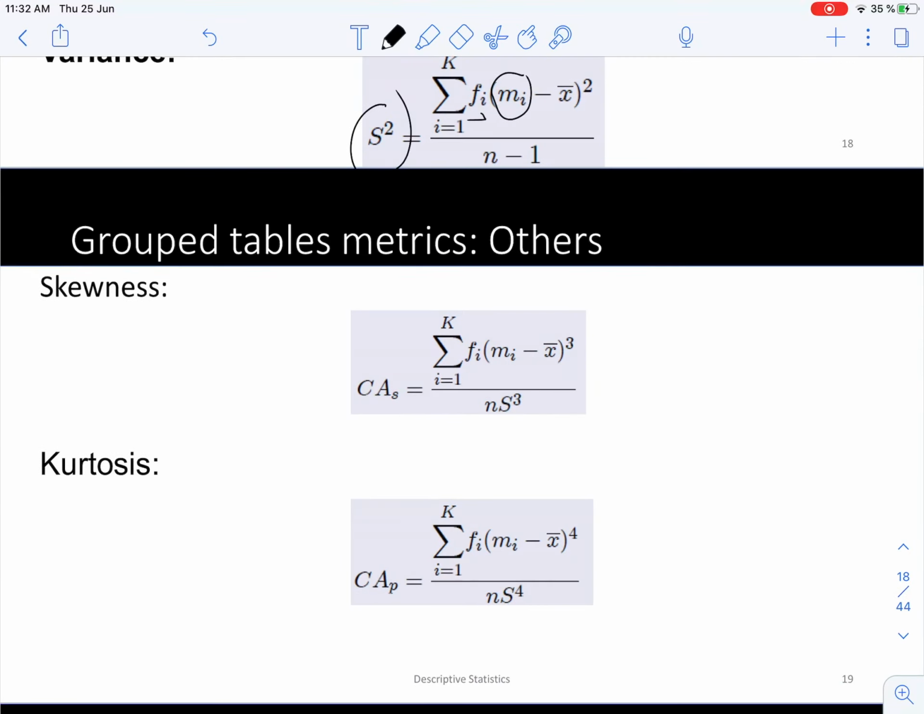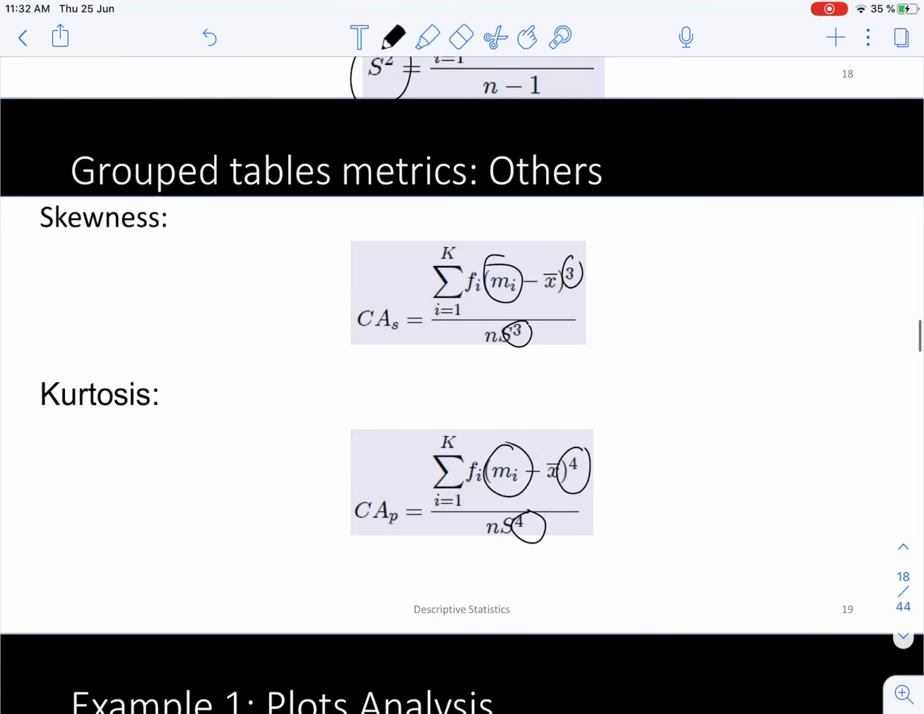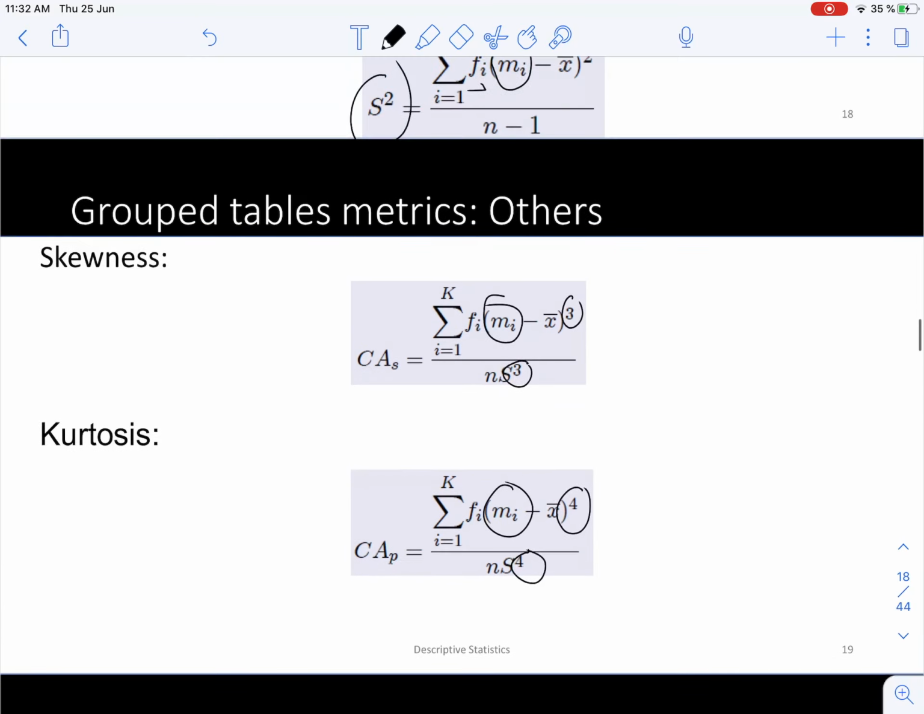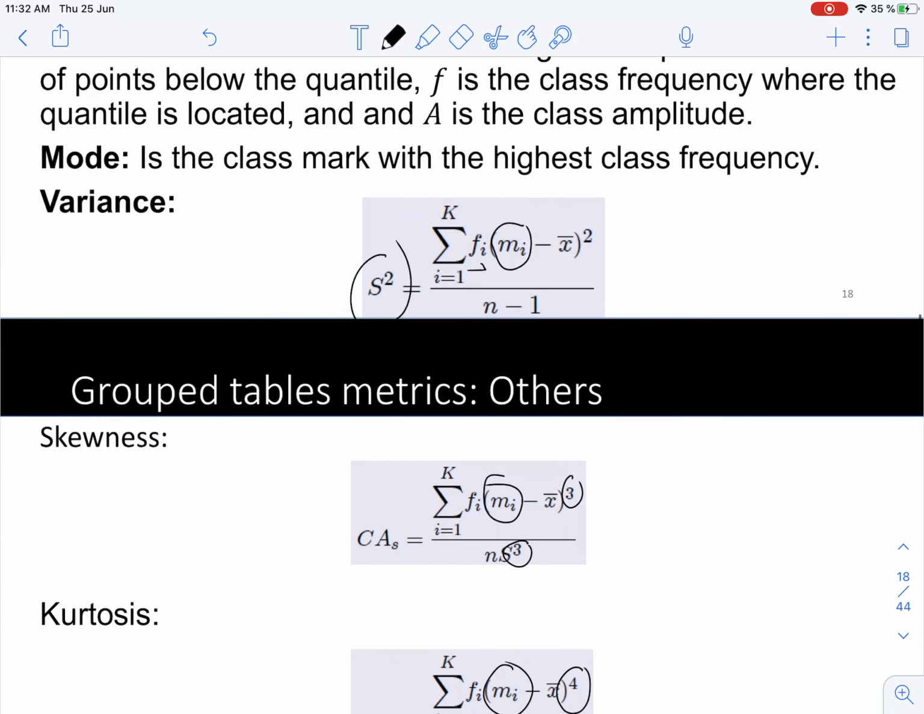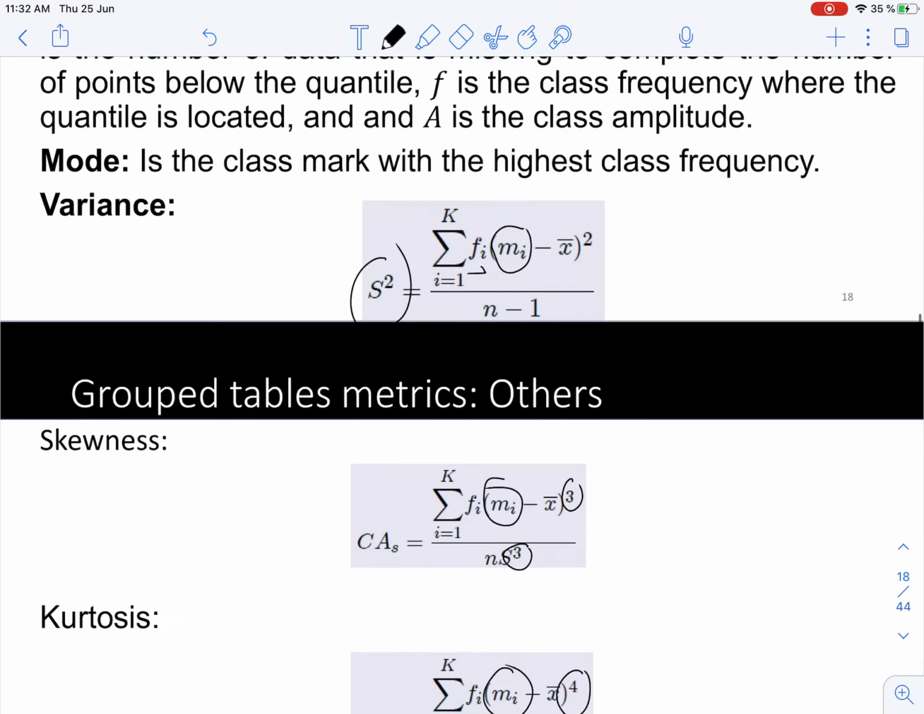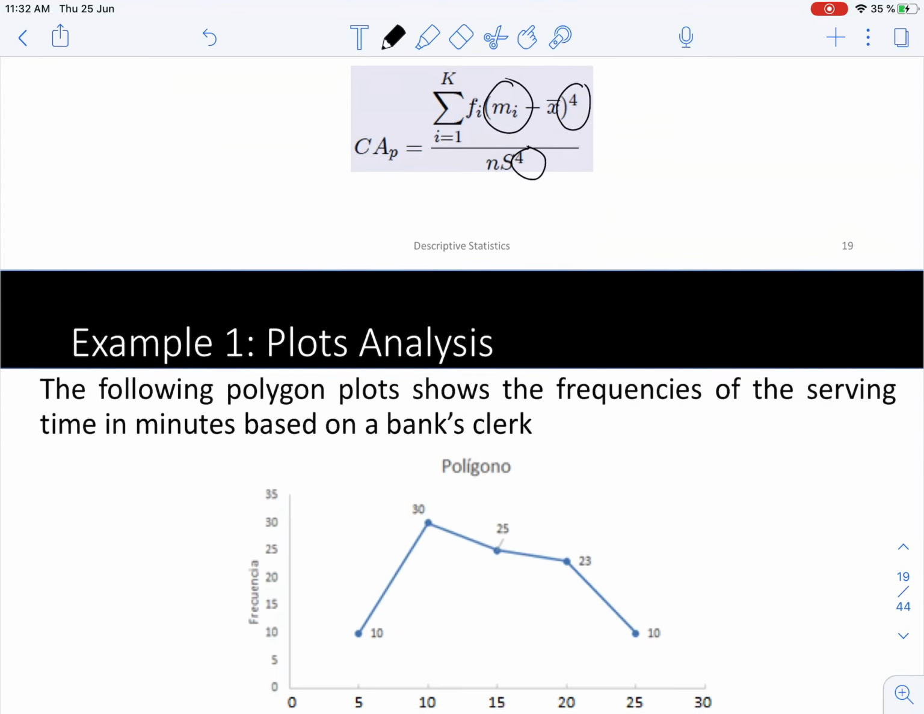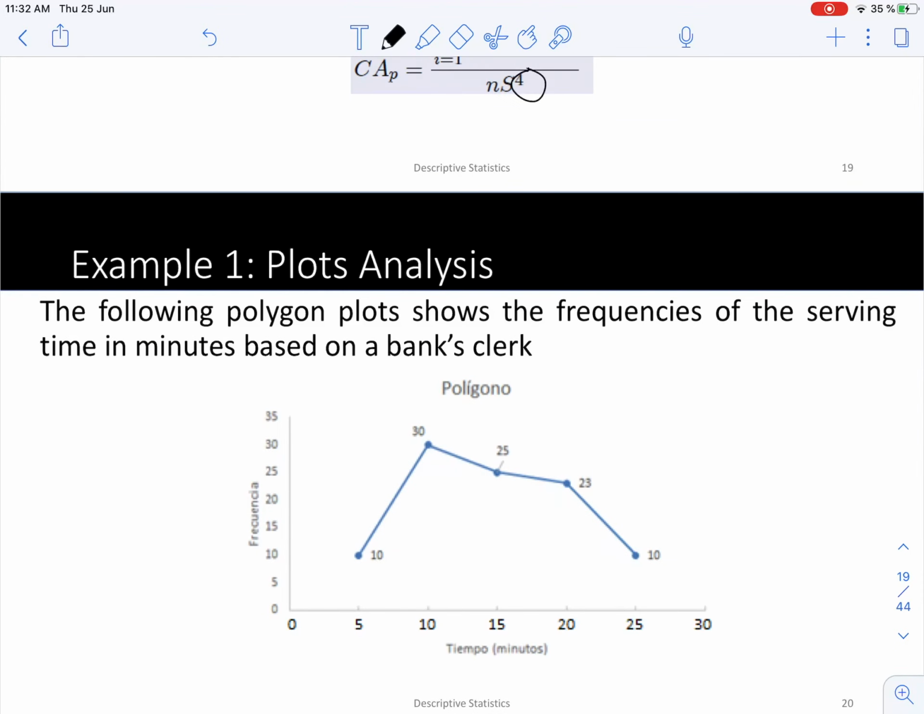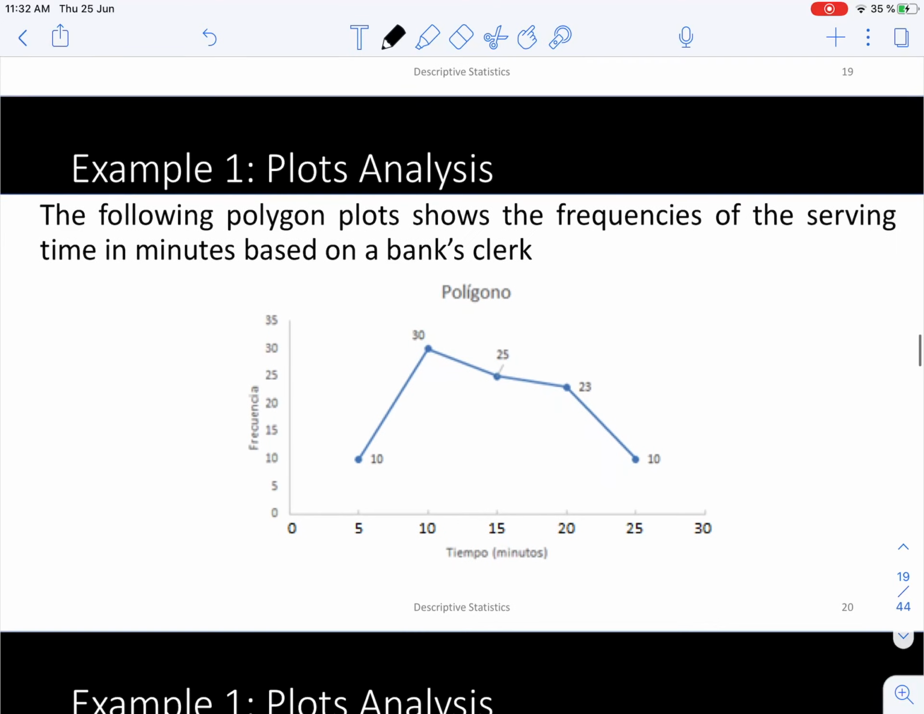All right, so for skewness and kurtosis, the structure of the equation is the same. We have the power of 3 and the power of 4. But again, since we don't know xi, because this is a grouped table, we use the class marks, the mi. Okay, so now let's implement these equations. Let's see how they work, especially the quantiles. For that purpose, let's solve a couple of examples.